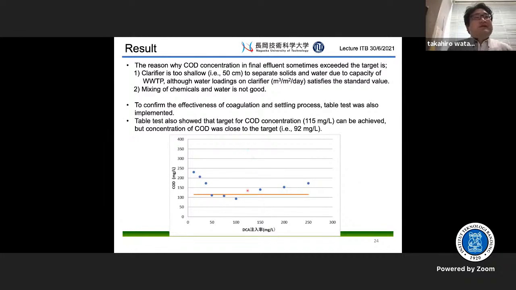This figure shows the result of the jar test. Sorry, this is in Japanese, but the y-axis is the COD concentration, and the x-axis is the DCA dosing rate. And if we do it under good conditions, we can achieve the effluent standard from this jar test.